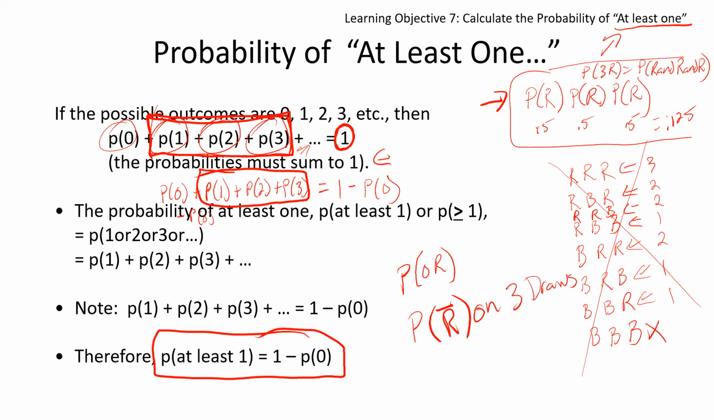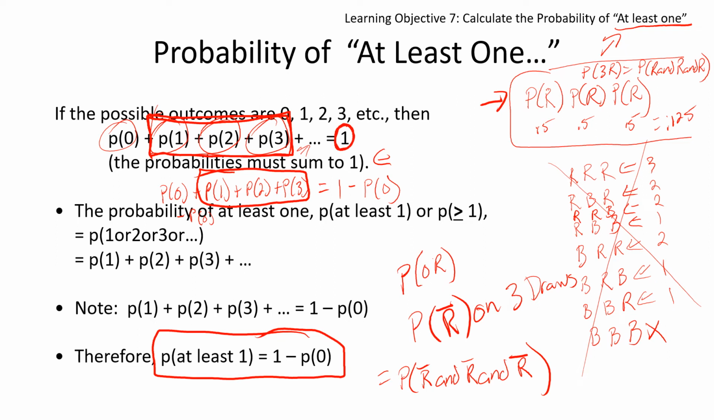Well, the probability of getting not red on 3 draws is going to be equal to the probability of not red and not red and not red. That means we drew 3 times, and on all 3 we did not get red, because anytime we would draw red, then we've hit the at least one side.